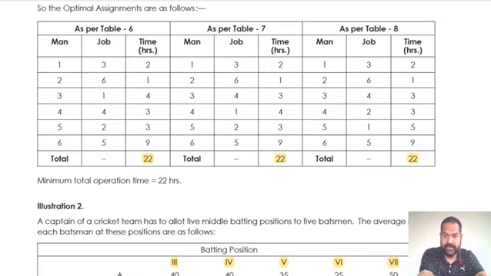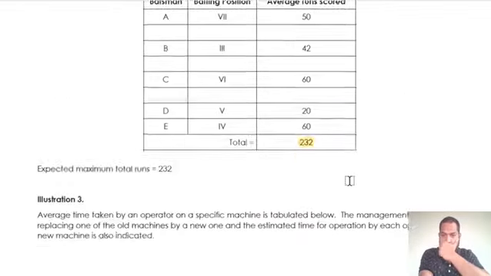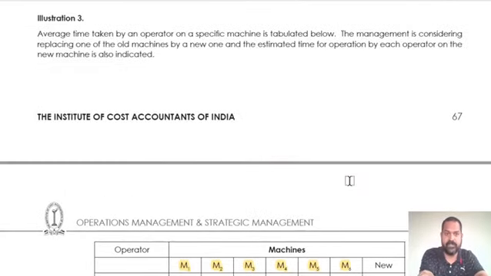The next question, like I said, that I want to discuss is the machine replacement question, where there are some 6 machines and you have to add a new one. This is the question. What does the question say? Well, the question says that the average time taken by an operator on a specific machine is tabulated below. So the time taken by a person is tabulated below. Fantastic. The management is considering replacing one of the old machines by a new one, and the estimated time for the operation by each operator on the new machine is as indicated.